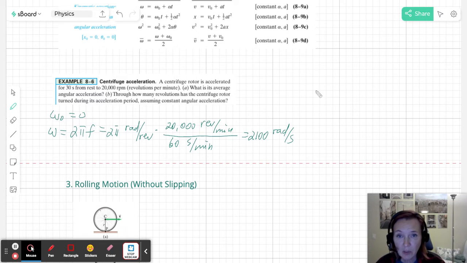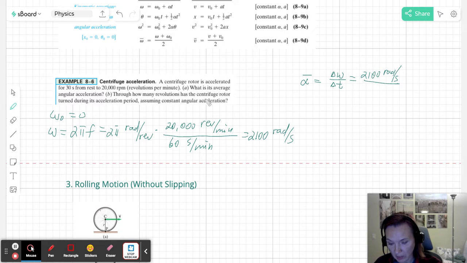Now, because average acceleration is delta omega over delta t, we can plug in. Delta omega, remember omega 0 is 0, so we're doing 2100 radians per second, and then we're dividing by delta t, so the time is 30 seconds, and that is going to give us 70 radians per second squared.